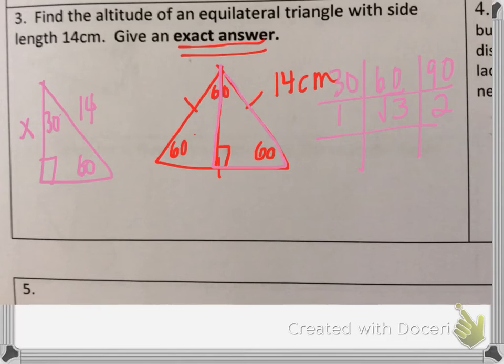So if I look at my picture, across the 30, there's nothing. I don't even need that column, in fact. I'm going to just cross it out. Across the 60 is x, that's what I need to find, and across the 90 is 14.